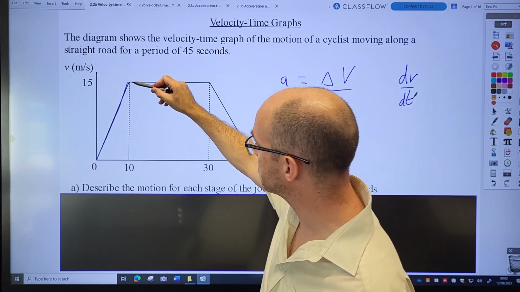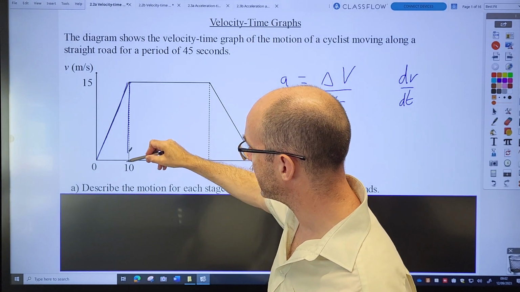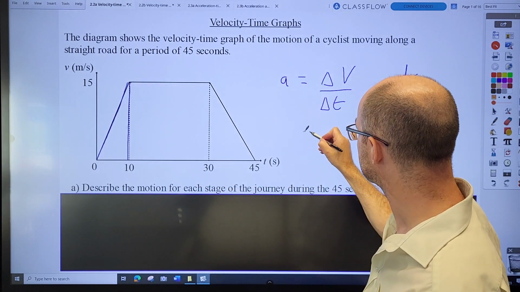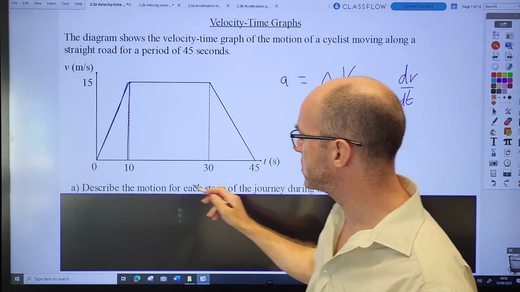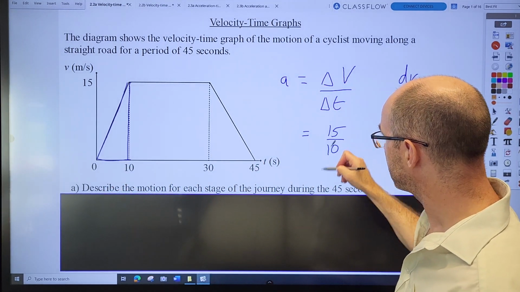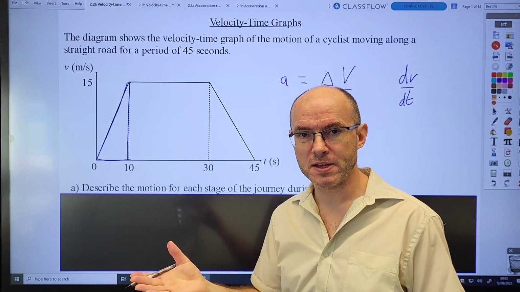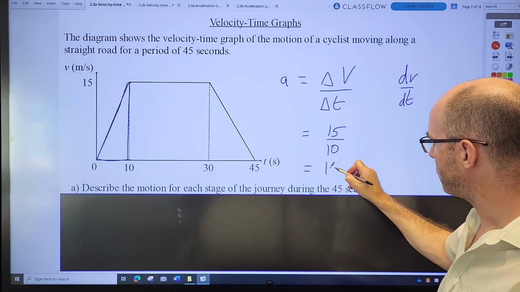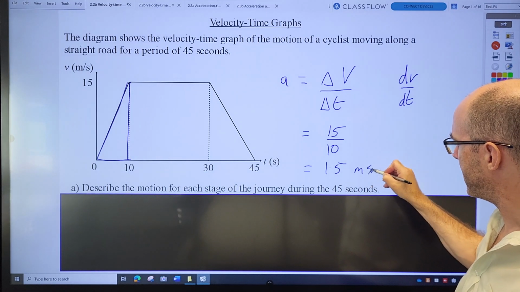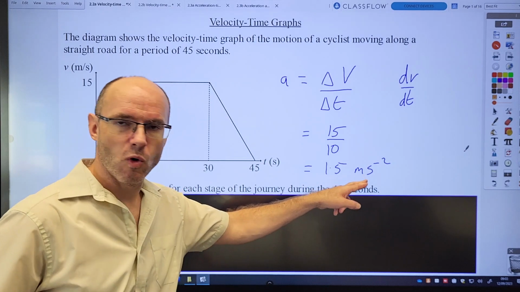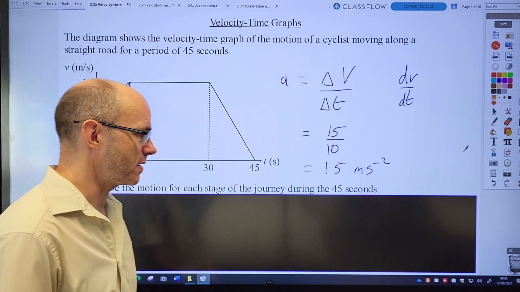Okay, because the change in velocity is going to be 15, and it's positive 15 because it's increasing from 0 to 15. So let's write that down. And the change in time is 10, so it's over 10 seconds. Increase in velocity, 15 meters per second over 10 seconds. That's 1.5. Okay, and we write that as 1.5 meters per second squared, like that, or m/s squared. Okay, meters per second squared.